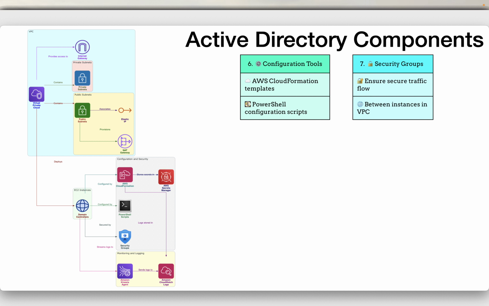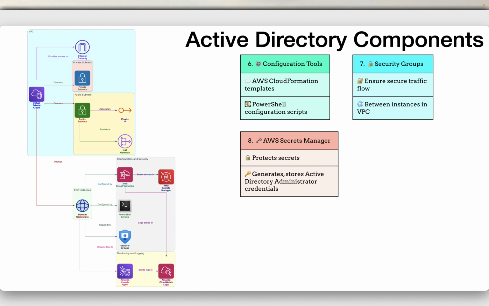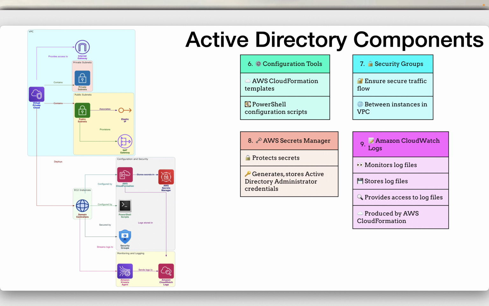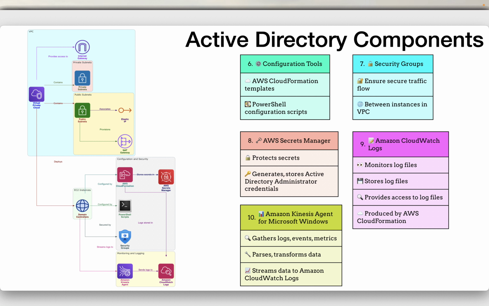Security groups to ensure the secure flow of traffic between the instances deployed in the VPC. And AWS Secrets Manager to protect secrets required to generate and store your Active Directory administrator credentials. Amazon CloudWatch logs to monitor, store, and access your log files produced by AWS CloudFormation. And the last component is Amazon Kinesis Agent for Microsoft Windows to gather, parse, transform, and stream logs, events, and metrics to Amazon CloudWatch logs.